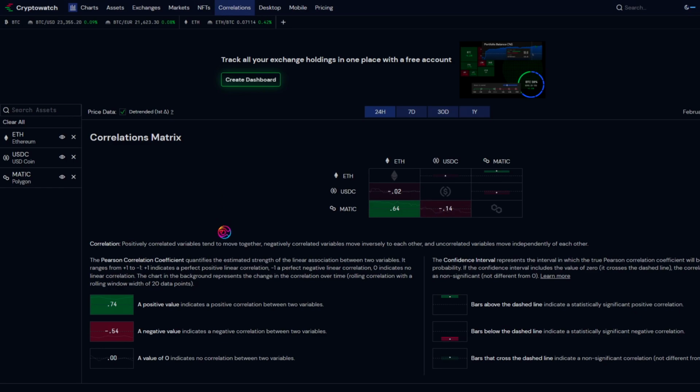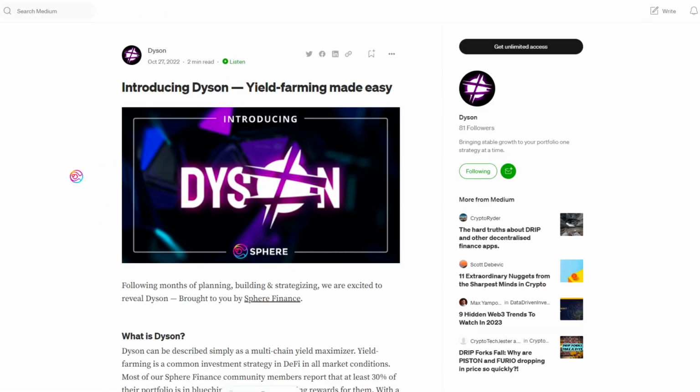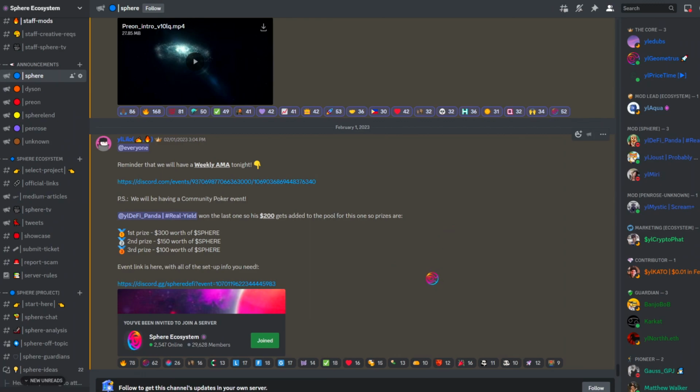With Dyson's launch coming soon, I strongly encourage you to use these tools to research different assets in order to gain a better understanding of their short and long-term correlation and how that can impact impermanent loss before you provide liquidity. Visit us on Discord to stay up to date on announcements and join our community.